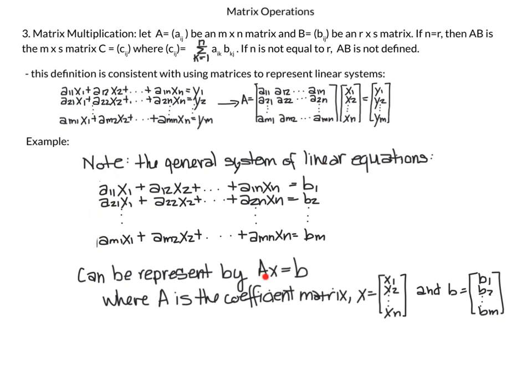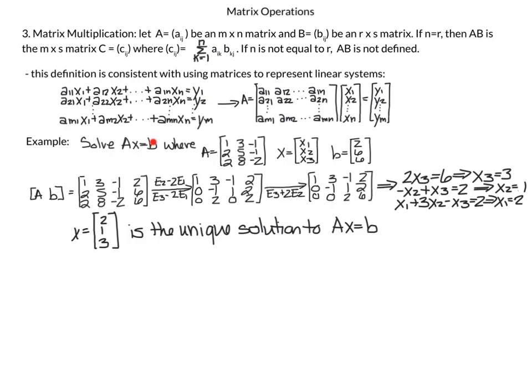So just to restate this definition here, our general system of linear equations can be represented in matrix form, Ax equals b, where A is the coefficient matrix, so you just take the a11, a12 up to a1n, and the a21, a22 up to a2n, etc. And then your x is equal to your unknowns, x1, x2 up to xn, and then your b is this vector here, b1, b2 up to bm.